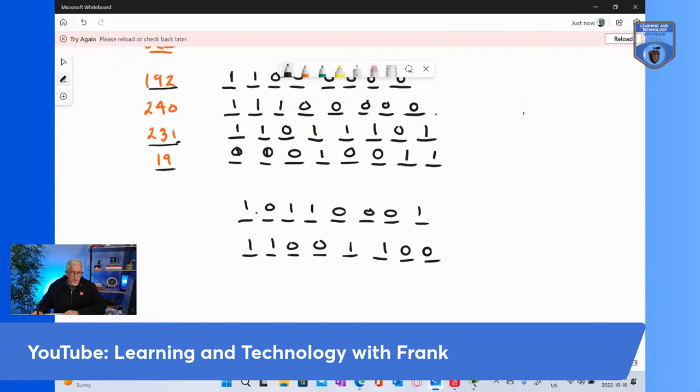So if we go in here, this has 128. So I have a 128. I have no 64s. I have a 32. I have a 16. I have none of these, none of these, none of these, and I have a 1. So the value here is 128 plus 32 is going to be 160, plus 16 is going to be 176, 177 is the decimal equivalent of this binary pattern.